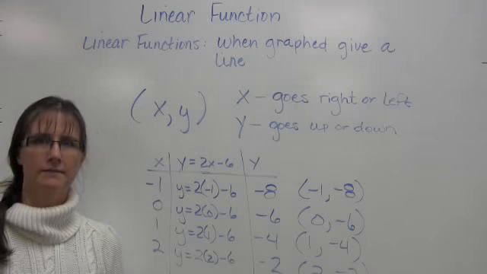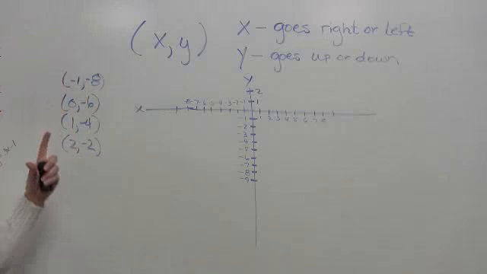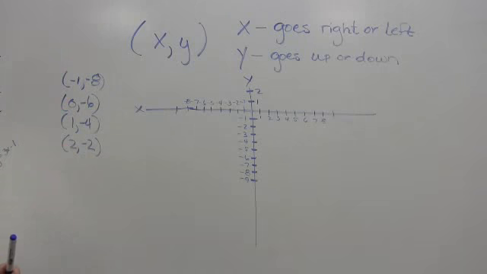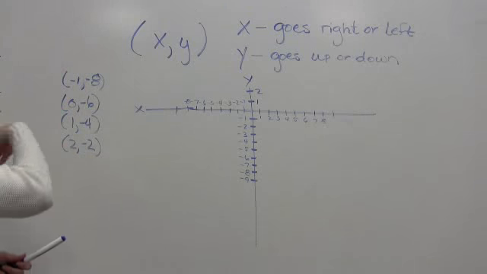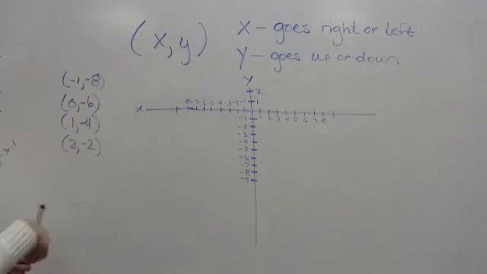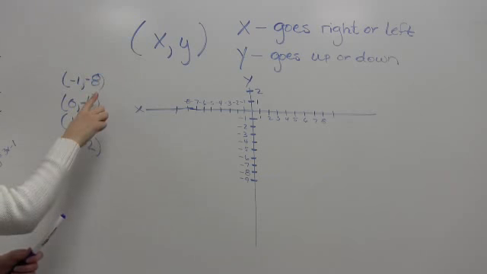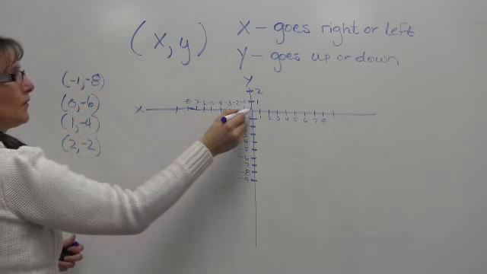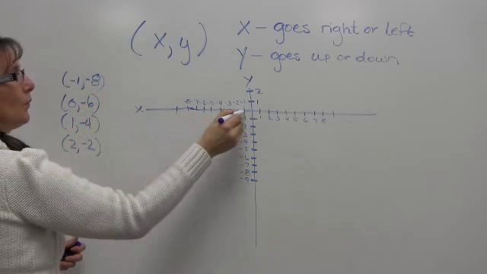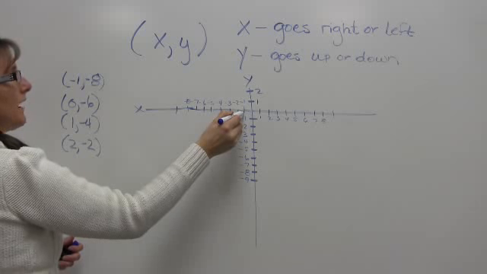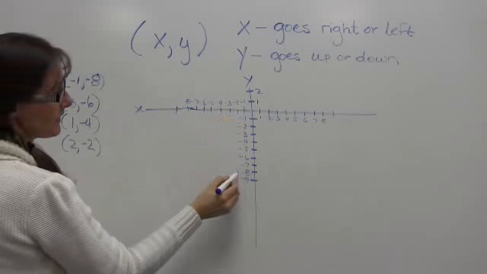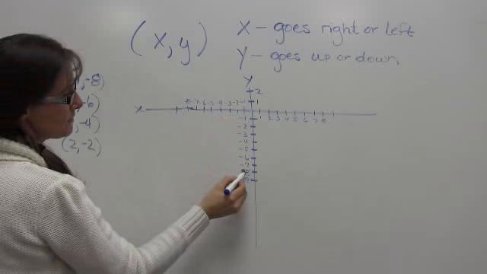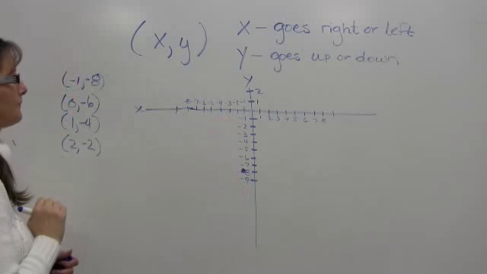Let's graph these points. Okay, so we're going to go ahead and graph these ordered pairs that we got from that table of values. And remember, x, then y. X says go left or right. Y says go up or down. Well, my first ordered pair is (-1, -8). The -1 says start at the origin and go left 1 because it's negative, and then down 8 because it's also negative. So my first point is going to be about right here.